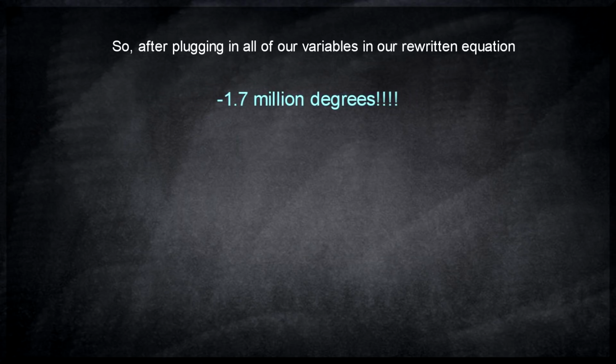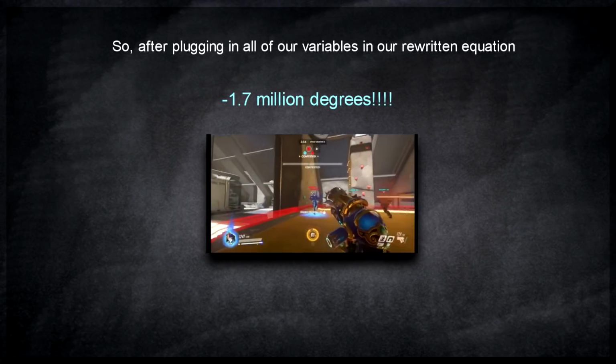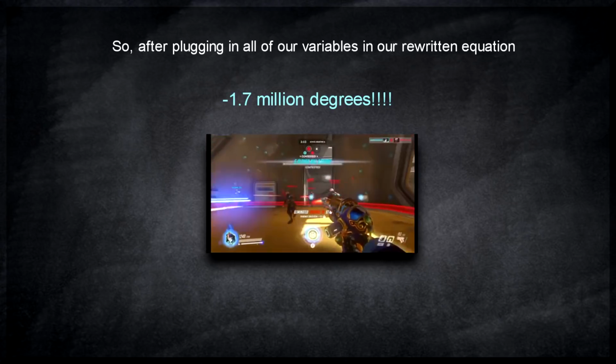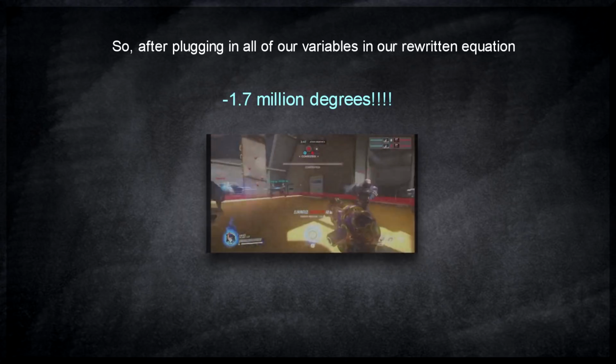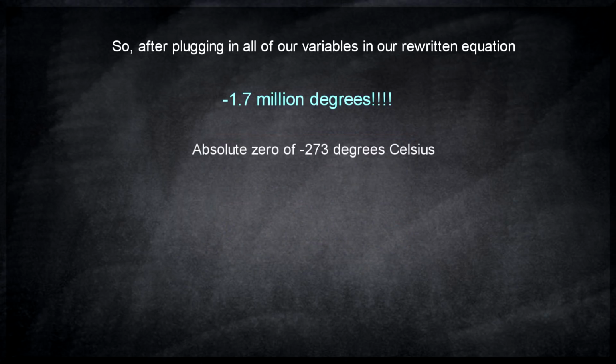So, after plugging in all of our variables in our rewritten equation, we end up with the temperature of Mei's spray to be negative 1.7 million degrees. To freeze someone completely solid in 1.4 seconds, you would need an ambient temperature far lower than the lowest possible temperature, absolute zero, of negative 273 degrees Celsius.